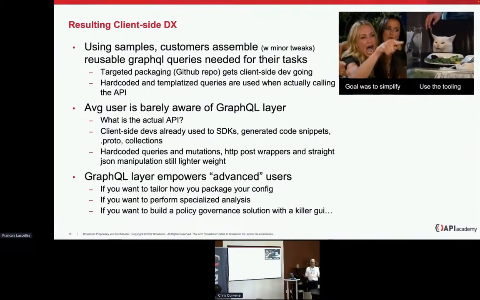If you're using a protobuf, you're using a .proto file. It is not unusual, Postman collections, obviously. These things are there to help the developer adopt your API. And hard-coded queries, mutations, HTTP post wrappers, straight JSON manipulation. This stuff is, I would argue, still lighter weight than providing your developers a .proto, in my opinion. I'm not partial, I guess, on that.